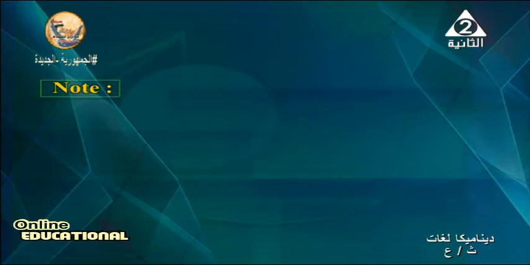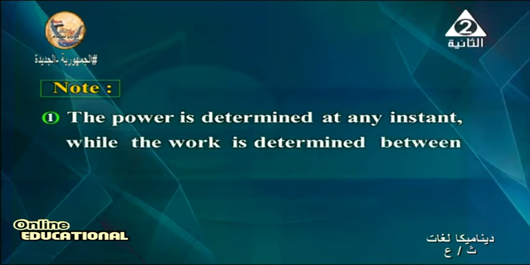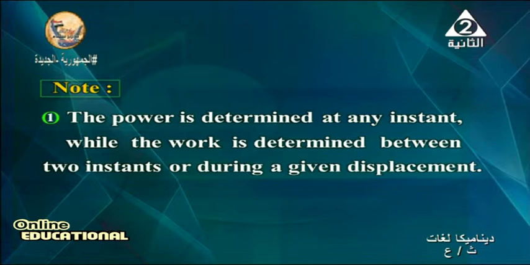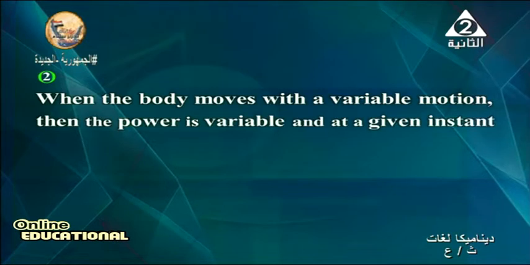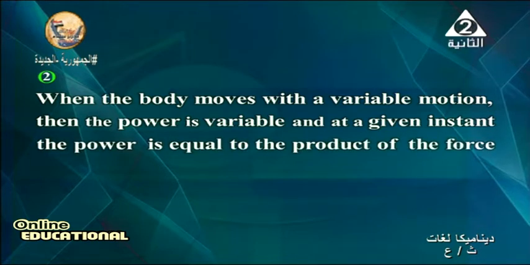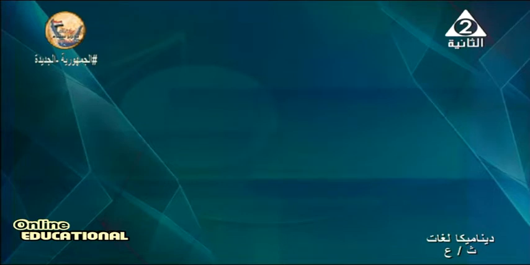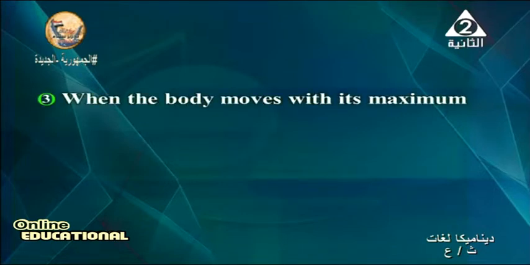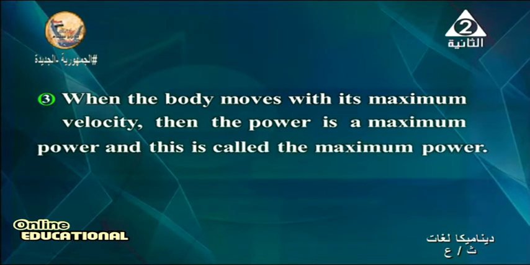Dear students, note that the power is determined at any instant, while the work is determined between two instants or during a given displacement. Number 2, when the body moves with a variable motion, then the power is variable, and at a given instant, the power is equal to the product of the force and the velocity at this instant. Number 3, when the body moves with its maximum velocity, then the power is maximum power, and this is called the maximum power of the engine.